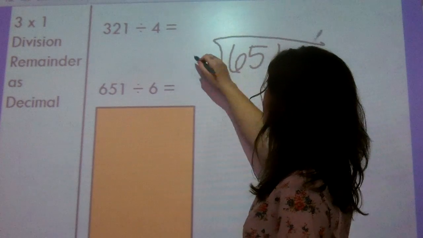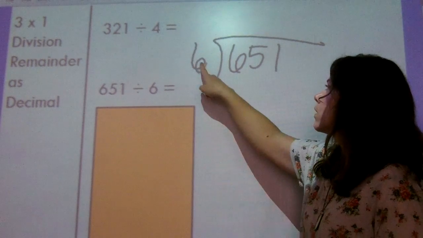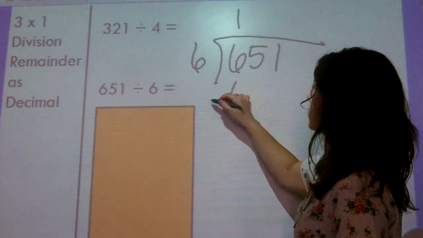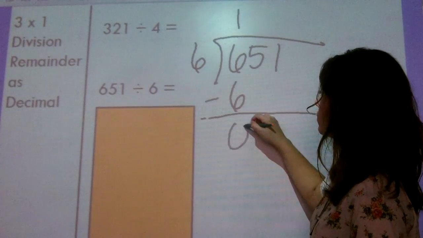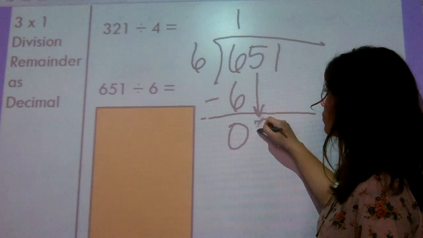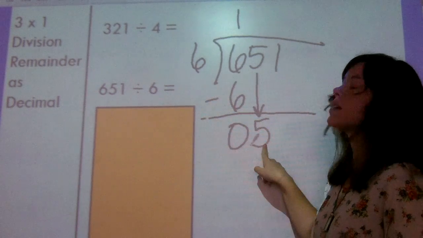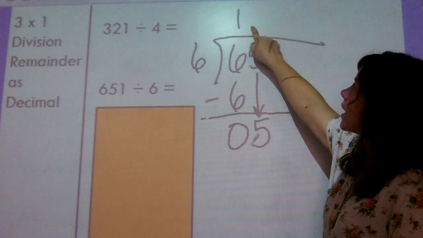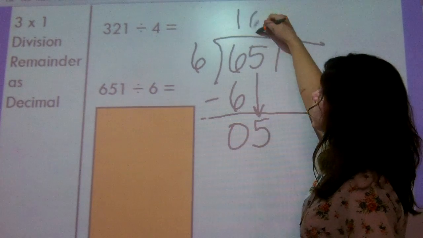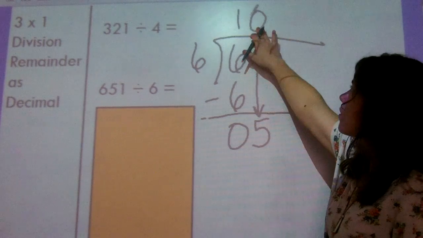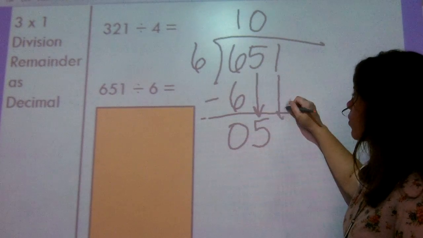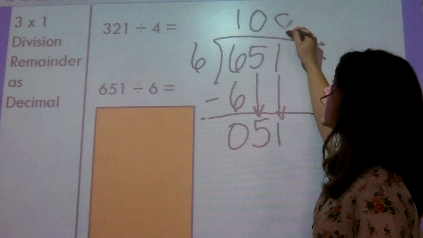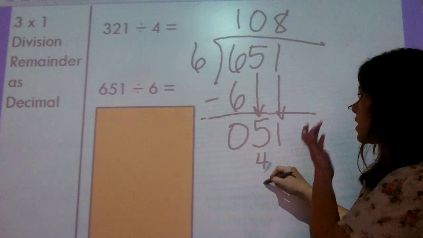651 divided by 6. Can 6 go into 6? 1 time. Bring down my 5. 6 can't go into 5, but I'm not allowed to move over until I have a placeholder in my quotient. Now that I have a placeholder, I can bring my 1 down. 6 goes into 51, 8 times, because 6 times 8 is 48.